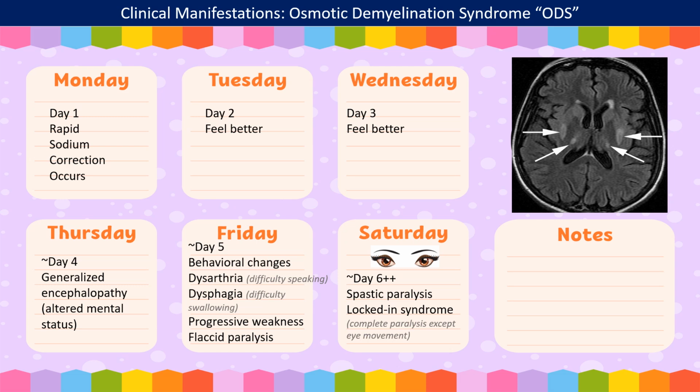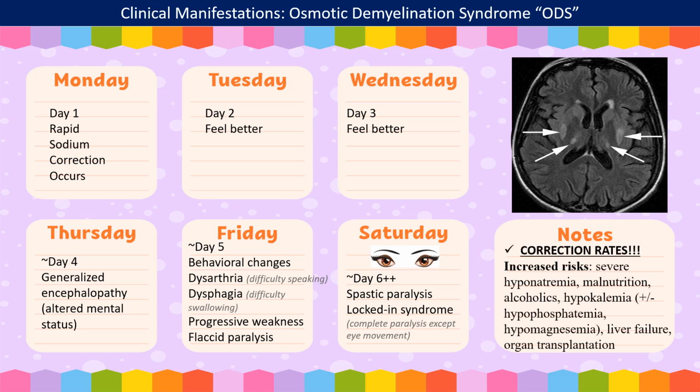Depending on the severity of ODS, patients may or may not recover. It is therefore critical to closely monitor hyponatremia correction rates. In addition, pay special attention to patients who may have higher risk of developing ODS. These include patients with severe hyponatremia, malnutrition, alcoholism, hypokalemia, liver failure, and organ transplantation.